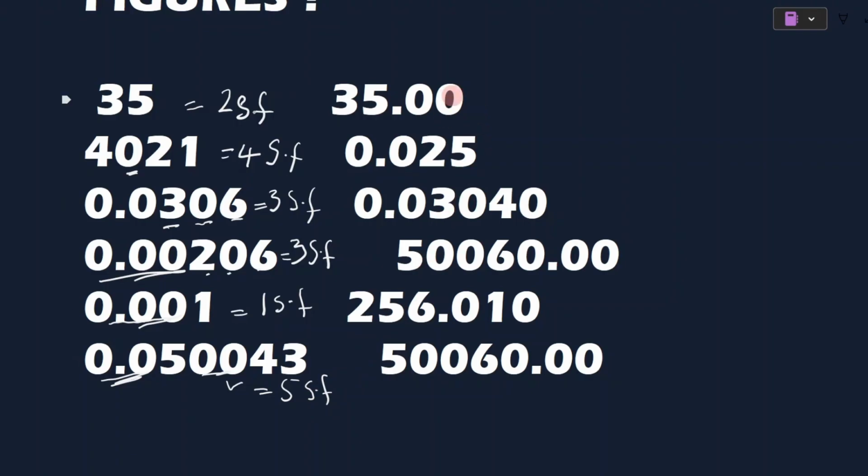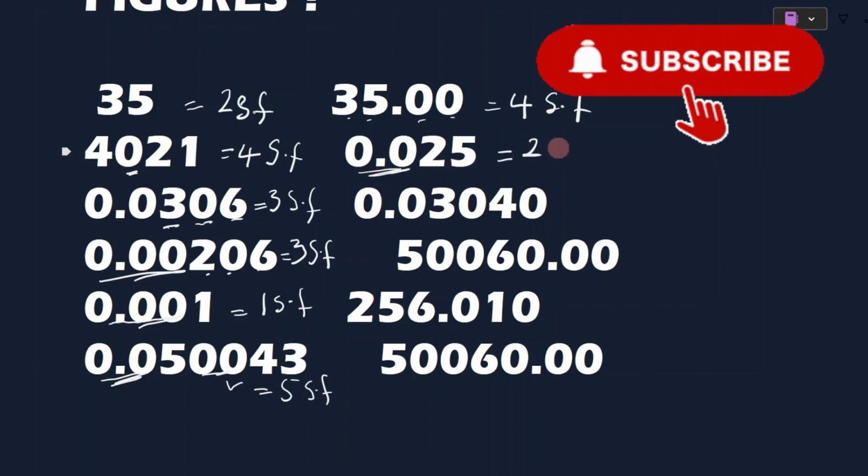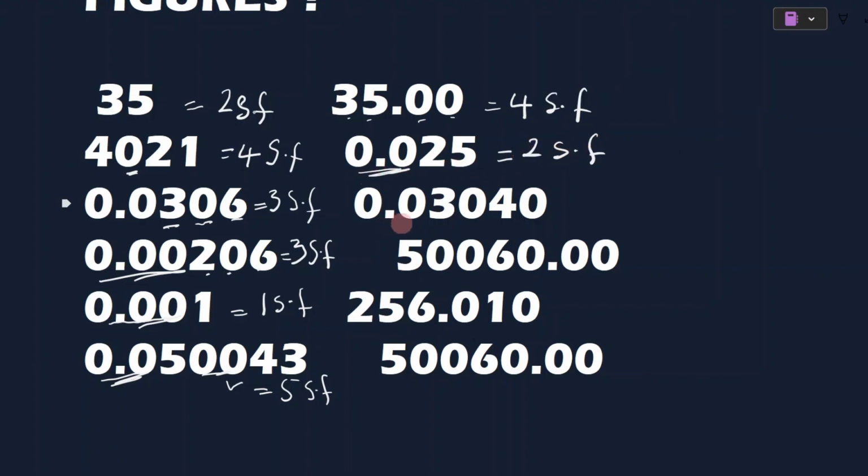Here, we have trailing zeros. But there's a presence of a decimal point, so all trailing zeros, including the natural numbers, are significant. So we have 1, 2, 3, 4. Here, all leading zeros are non-significant, so we have only 2 significant figures. All leading zeros here are insignificant, but we have middle zeros, and all middle zeros are significant. Also, we have a trailing zero here, but because of the presence of this decimal point, this 0 is also significant. So we have 1, 2, 3, 4, 4 significant figures.